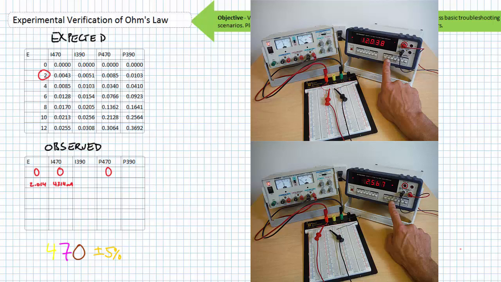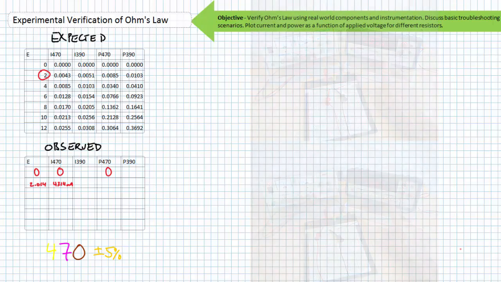Again, because I'm using a manually ranged meter, I had to step up to the 200 milliampere range to measure this current value, since the 20 milliampere range wouldn't measure it. Enter this observed value in your data table and compare it with your expected value. Looking good. Now let's take a break and chat about what we observed.